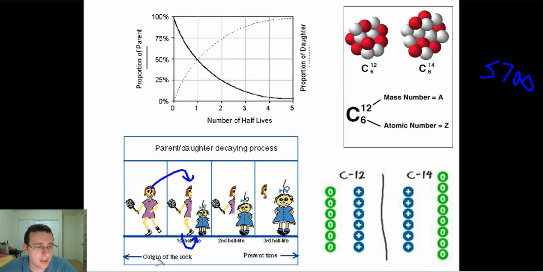Now, given another half-life, the half of the mother that's left will again decay to become the daughter element, and now you're going to have a little more of the daughter but a little less of the mother. And given another half-life, or another 5,730 years, if you're talking about carbon-14, this will happen again, and now you have a lot of the daughter and not so much of the mother. And that's what's actually showing up in the graph.